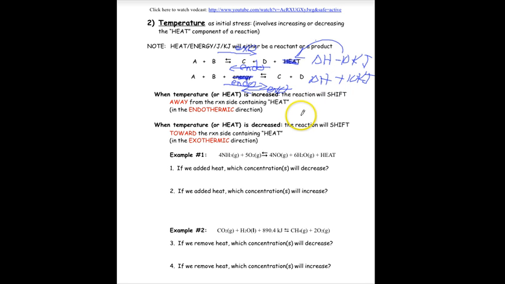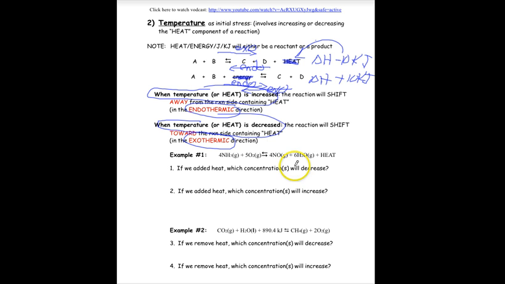Now, how do you determine what direction it shifts in? Well, here's the two things. When temperature is increased, it's going to shift towards the endothermic direction. When temperature is decreased, it's going to shift in the exothermic direction. So you have to be extremely careful.